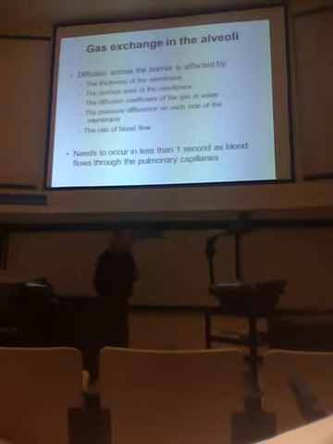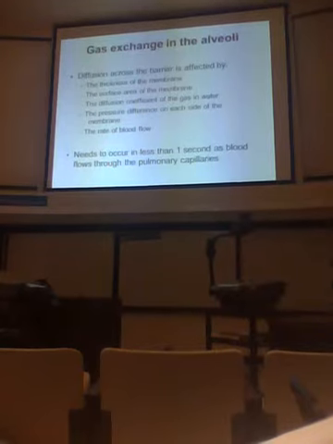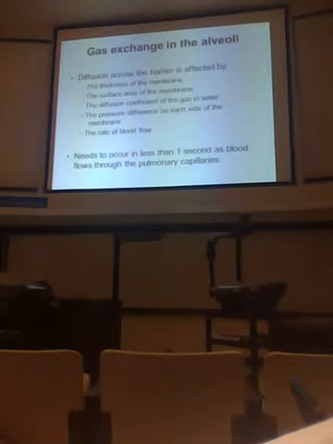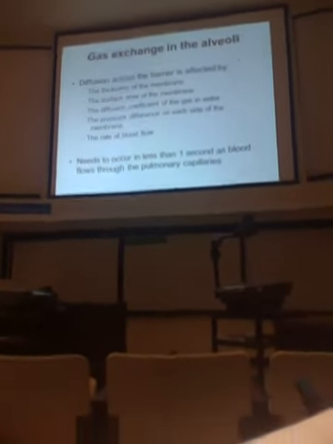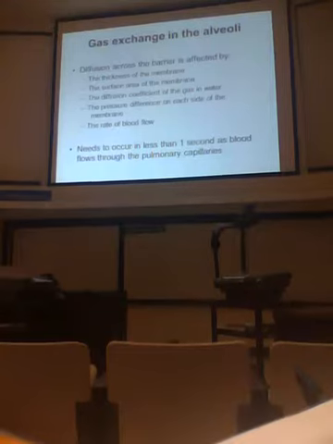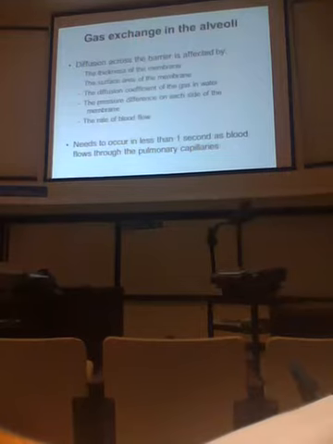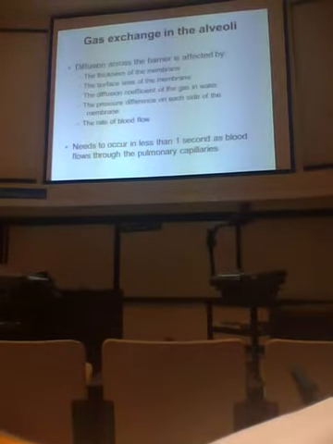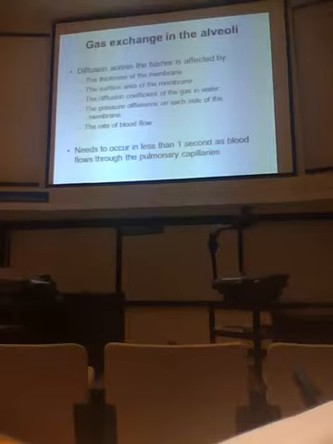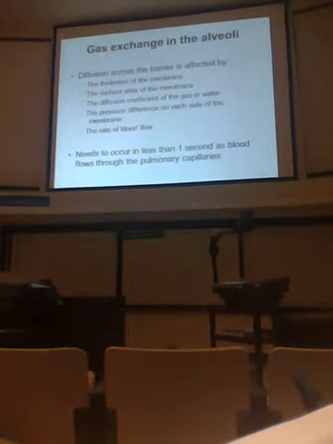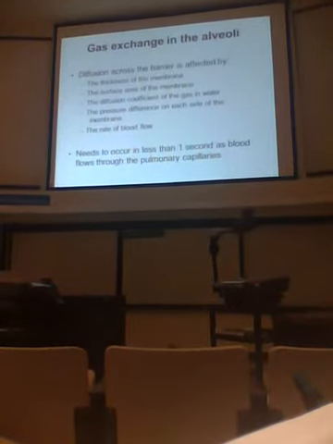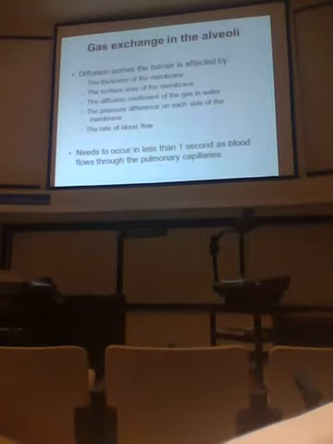And the gases diffusing across the membrane are affected by a number of different factors. The thickness of the membrane, obviously, as I just said, it's easier to diffuse across 0.1 than it is across 5 micrometers. The surface area of the membrane, we've talked about that. The diffusion coefficient of the gas in water, in other words, gases that dissolve more quickly will diffuse more quickly. The pressure difference on either side of the membrane, which is the most important one, and the rate of blood flow.